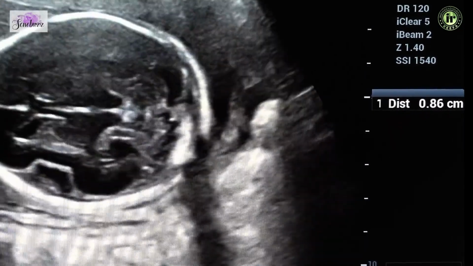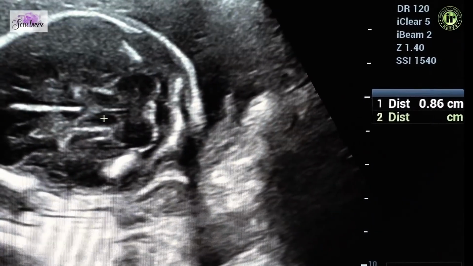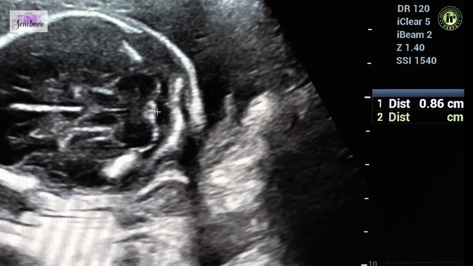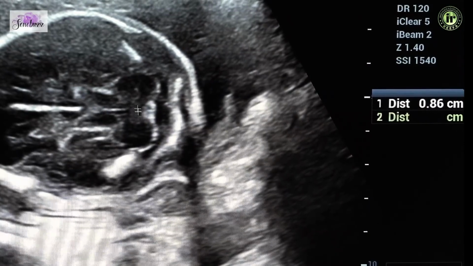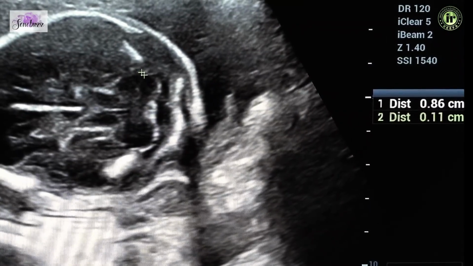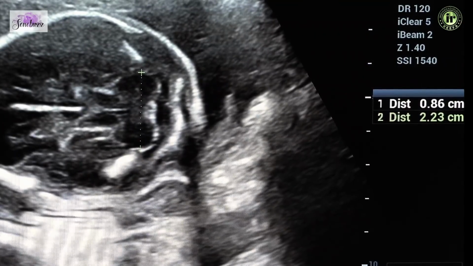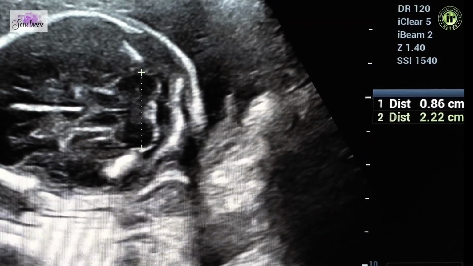Then we start scanning, looking at the cerebellum. So what you can see here, this is the cerebellum, this is the vermis here. In the axial scan you can see only this much portion of the vermis. This is the cerebellar diameter, transcerebellar diameter, and of course if you put it in the measurement, it will give you the number of weeks also.